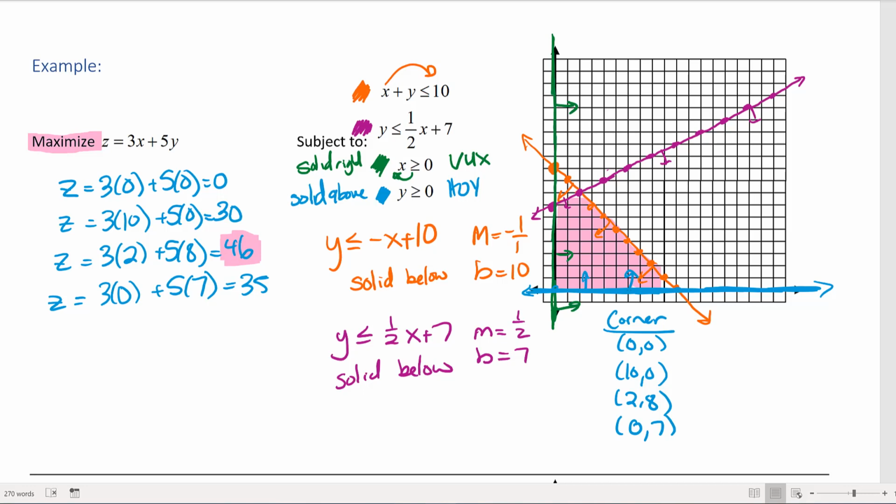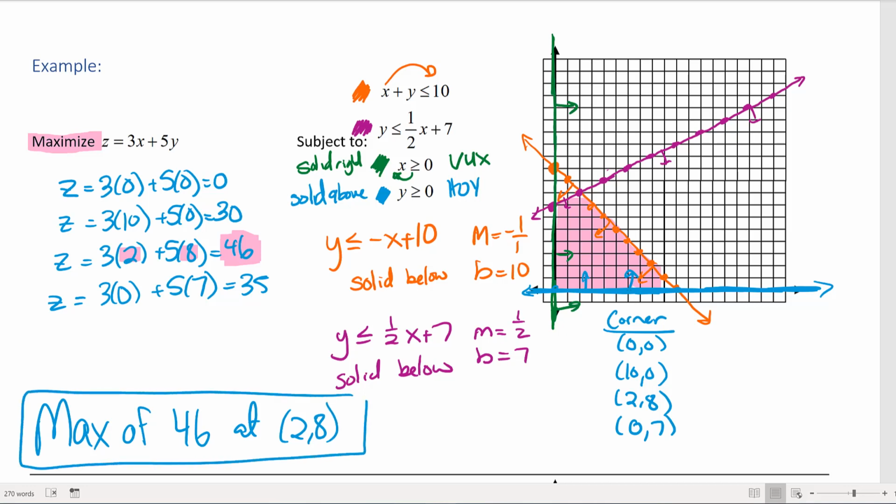Okay, so 46 is my max. Where does it occur? It occurs at 2, 8. So I'm going to write my answer. I have a max of 46, and it occurs at 2, 8. That is the most complete way of giving the maximum.